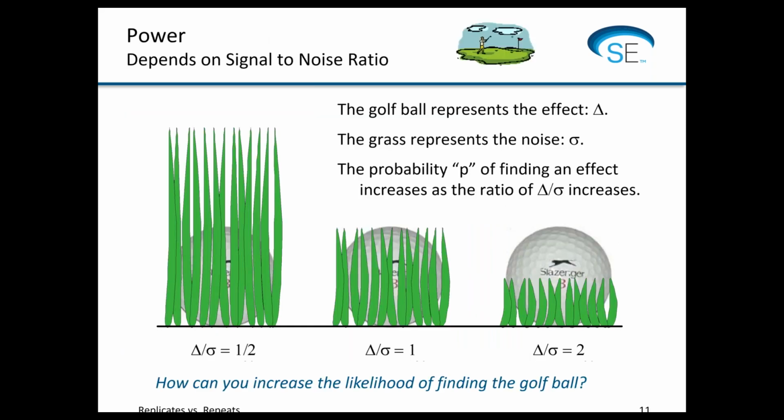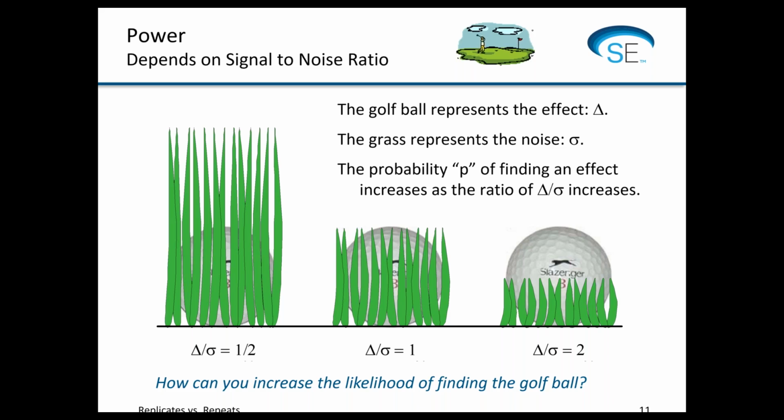Okay, so let's look at a little example. In this example, the golf ball represents the size of the effect. So that's delta. Now, once we run the DOE, delta is fixed. What fixes delta? The levels you choose for your factor.